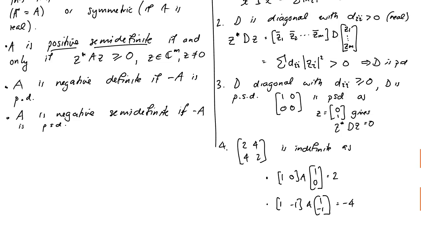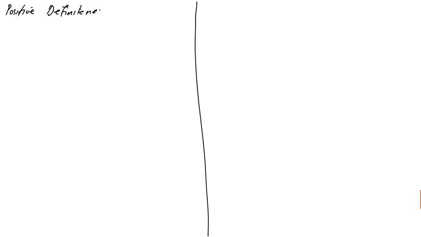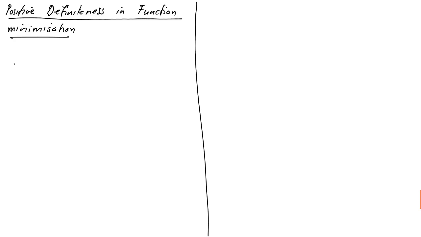But for now, let's look at another way we can use this information that we've suddenly got. Okay, so positive definiteness in function minimization. This example's got quite an optimization flavor to it, because actually one of the main applications of positive definite matrices is in optimization, so that makes sense.